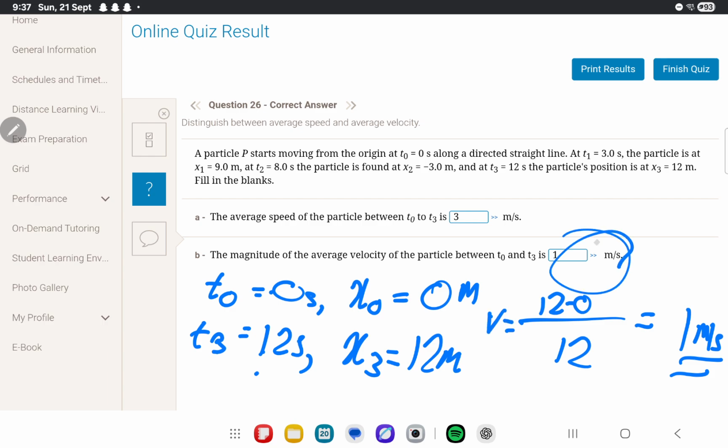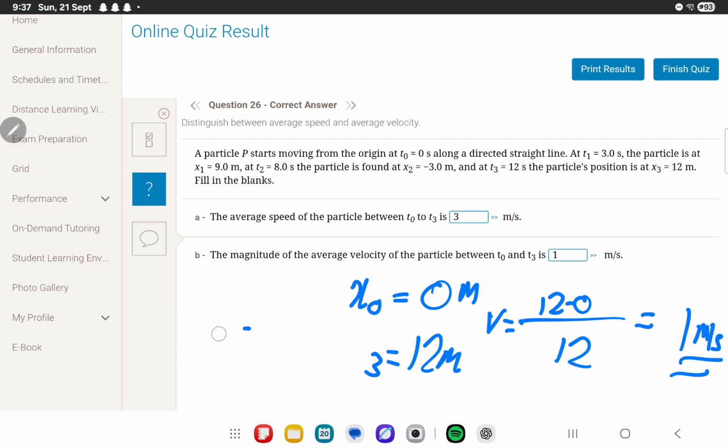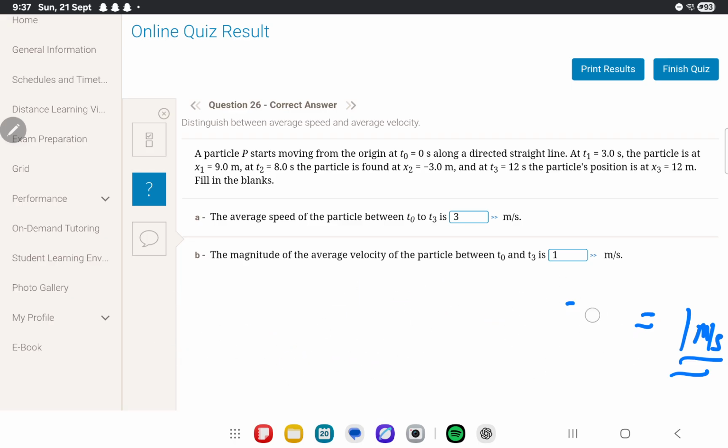That's the average velocity for this part. Okay, now the speed. What I found was part B. I don't know why I found part B first. The speed is distance over time, right?